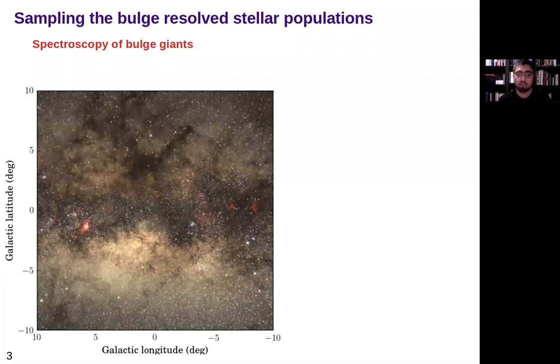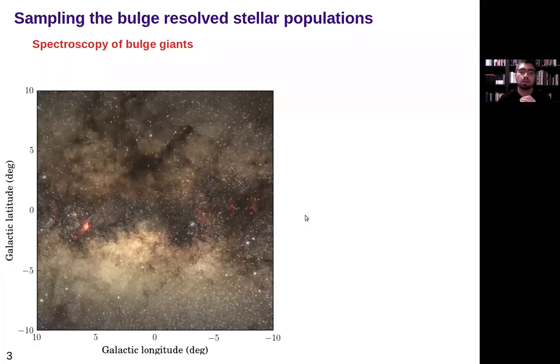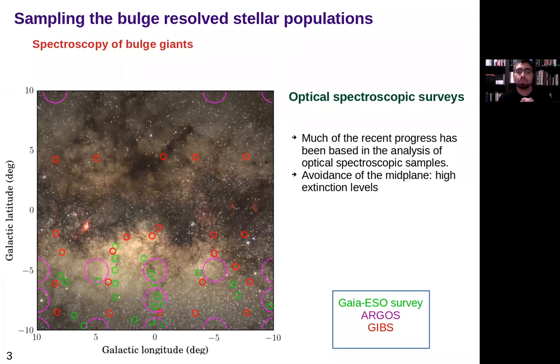So this kind of extensive observational effort has been performed with a lot of detail in the central part of the Milky Way, the region of the bulge, which I mark here with a red box in this all-sky image from 2MASS. And here I'm displaying it with an optical image. As we can see here, a lot of surveys over the last 1.5 decades have sampled stars in this region with optical spectroscopy. So much of our recent progress has been based on the analysis of optical spectroscopic samples.